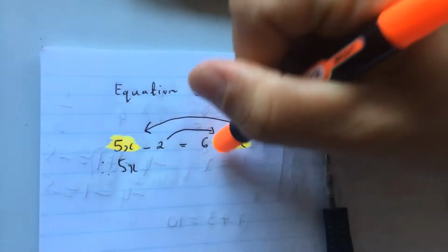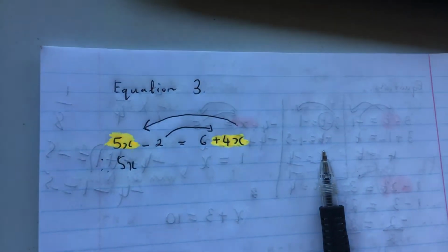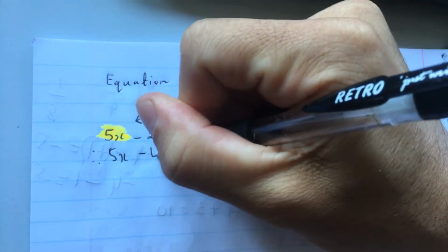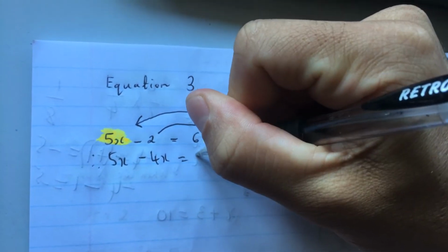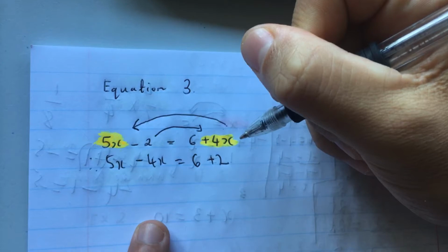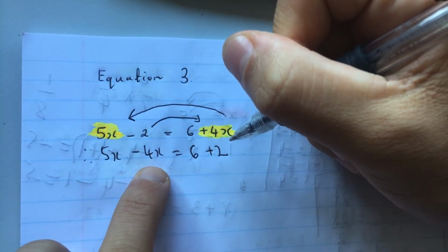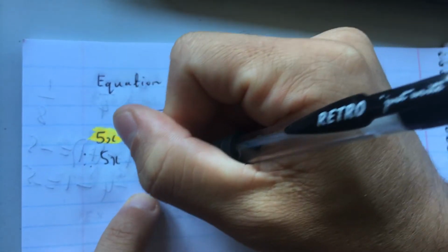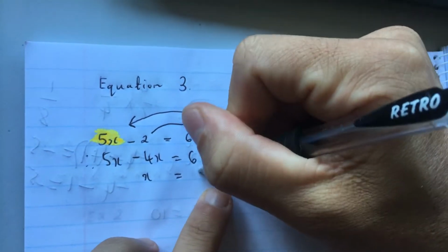So I'm going to have 5x. I bring this, remember, and it's always married, so when that 4x comes over, it becomes minus 4x is equal to, that 6 stays where it is, but that minus 2 subtract 2 comes over, it becomes plus 2. So what's 5x minus 4x? That is x is equal to 8.